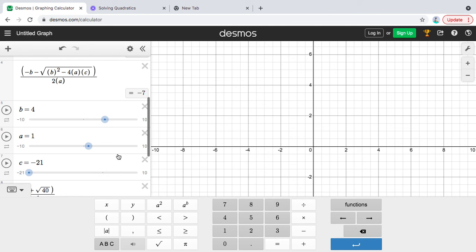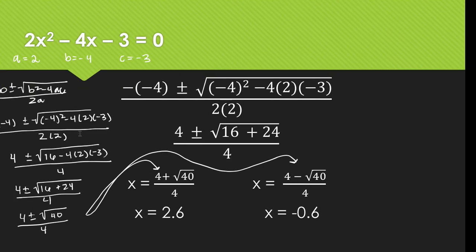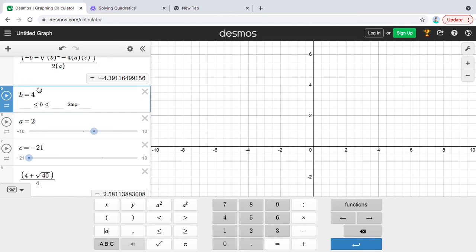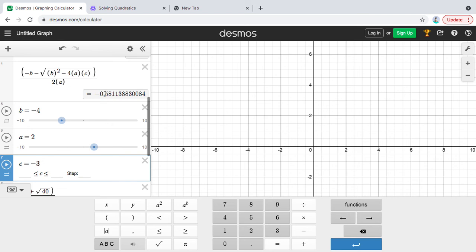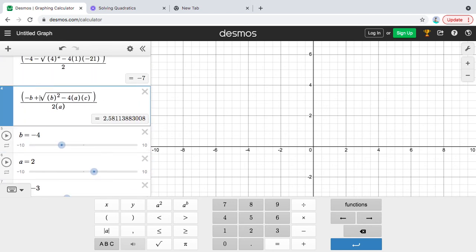And yes, I could have put this into this handy dandy thing that I did right here to check my final answer. So the A was 2, the B was negative 4, and the C was negative 3. And so there's one of my answers that I already got, and I need to change this to a plus sign to find the other answer.